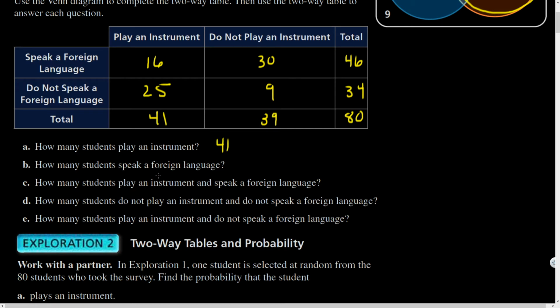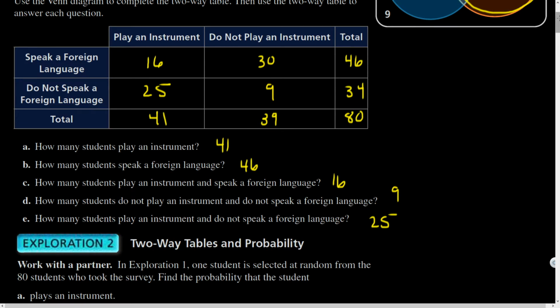Boom. How many students speak a foreign language? Speak a foreign language. That would be going across. That's the 46. How many students play an instrument and speak a foreign language was the 16. How many students do not play an instrument and do not speak a foreign language was the 9. And then how many students play an instrument and do not speak a foreign language? So play instrument, not, boom, right there, 25. All right, so that's kind of how you generate these tables.